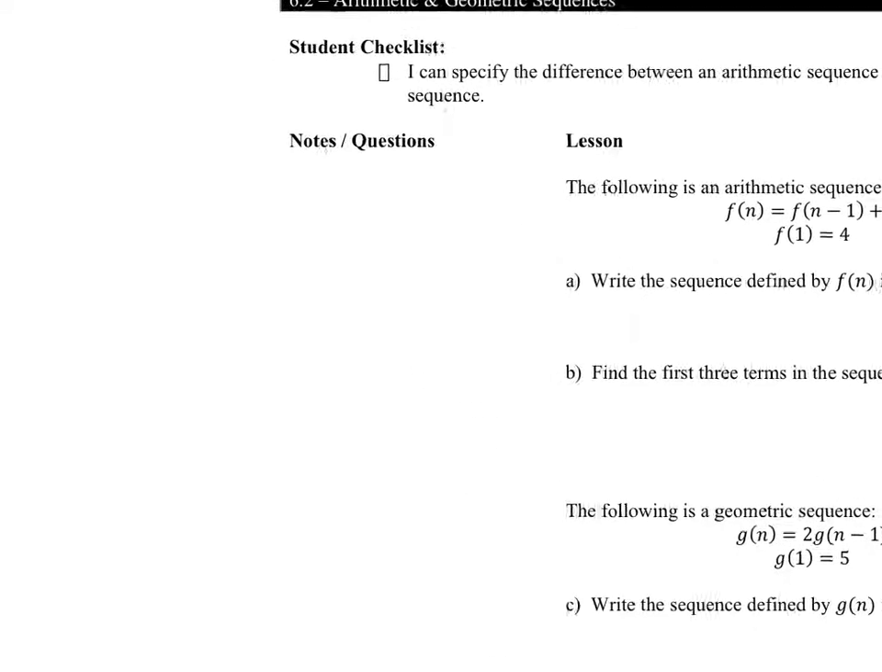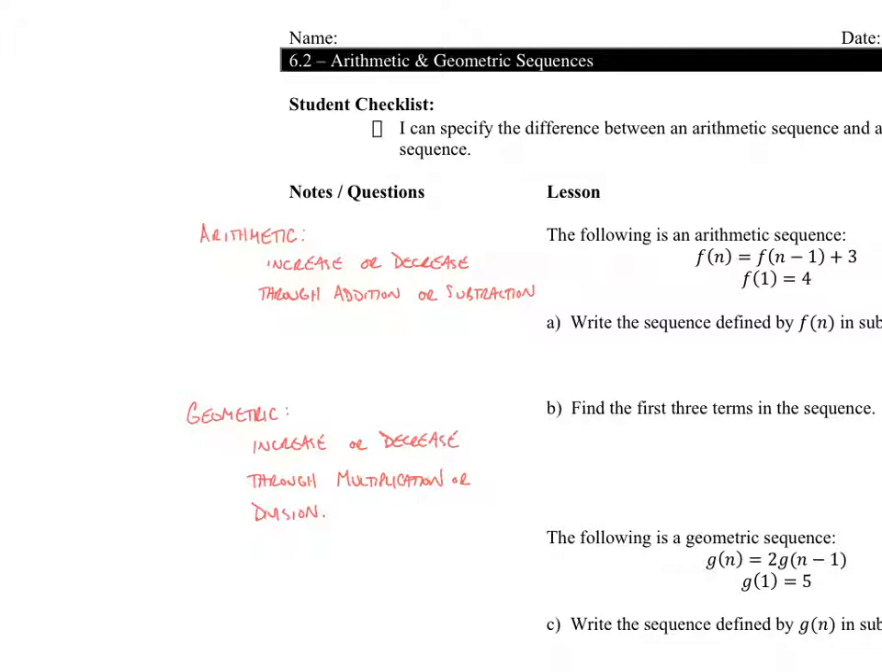Hey guys, so today what we're going to talk about is the difference between what we call an arithmetic and a geometric sequence. So before we move forward, let's just define those two things. Alright, so the difference between these two things is if I'm dealing with an arithmetic sequence, that means that each number is increasing or decreasing using addition or subtraction.